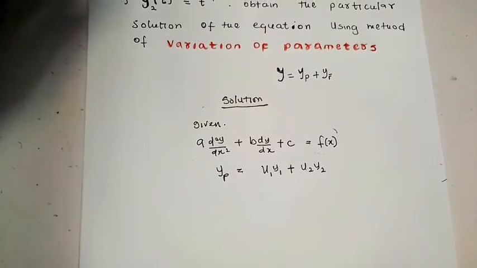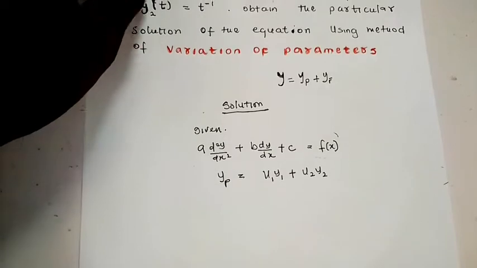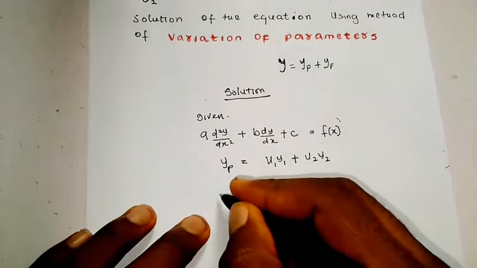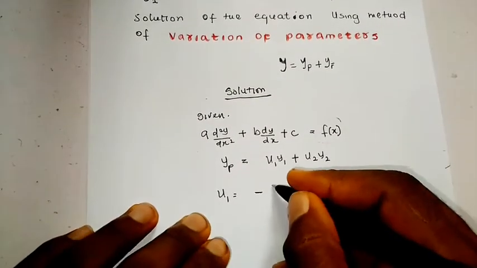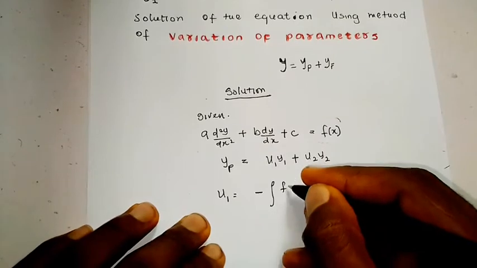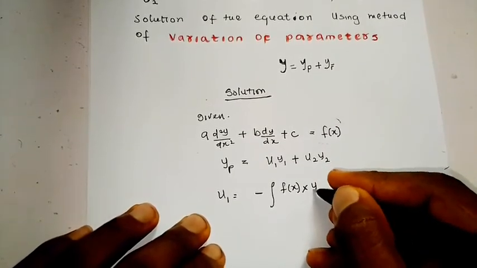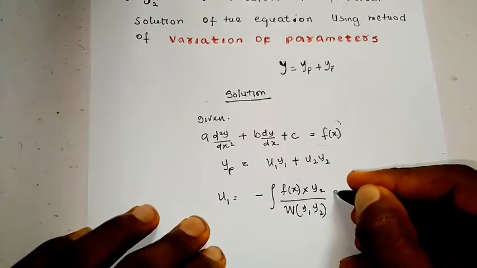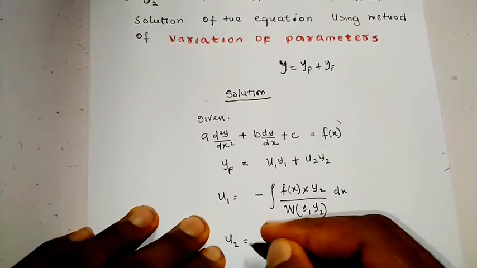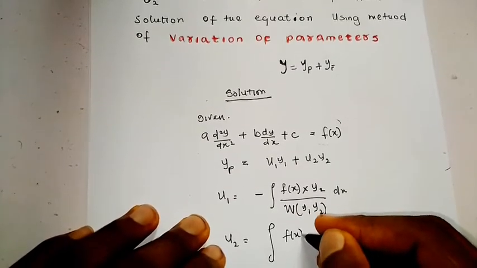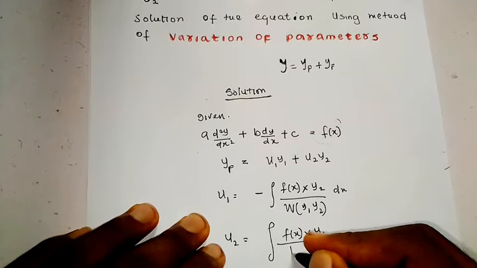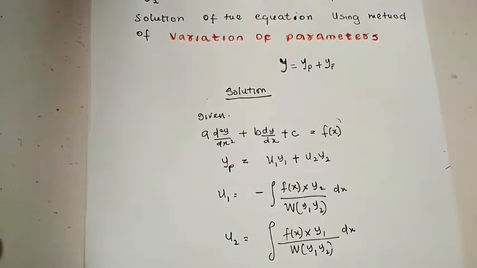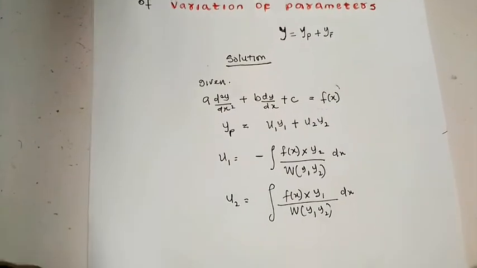Now, we're given the equation. This is the solution. So now, the formula for calculating u1, where u1 is equal to minus integral of function of x times y2 divided by the wronskian of y1 and y2 dx, and u2 is equal to the integral of my function of x times y1 divided by wronskian of y1 y2 dx. So this is the formula for calculating variation of parameters using wronskian method.